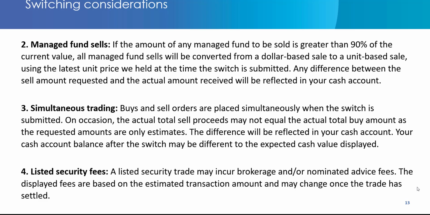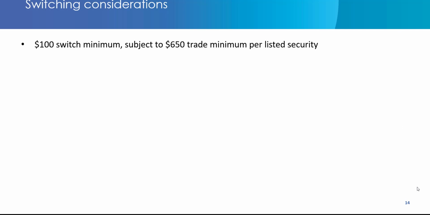For listed security fees, a listed security trade may incur brokerage and/or nominated advice fees. The displayed fees are based on the estimated transaction amount and may change once the trade has settled. So for some minimums, there is a $100 switch minimum, subject to a $650 trade minimum per listed security and ETF. So note that within the investment instructions, you have the ability to put a minimum for managed funds, but it would start with a $0 minimum, which means your switch minimum will be $100.